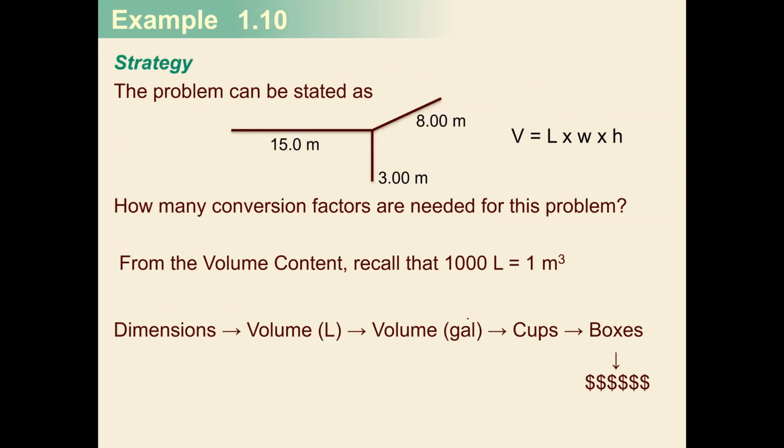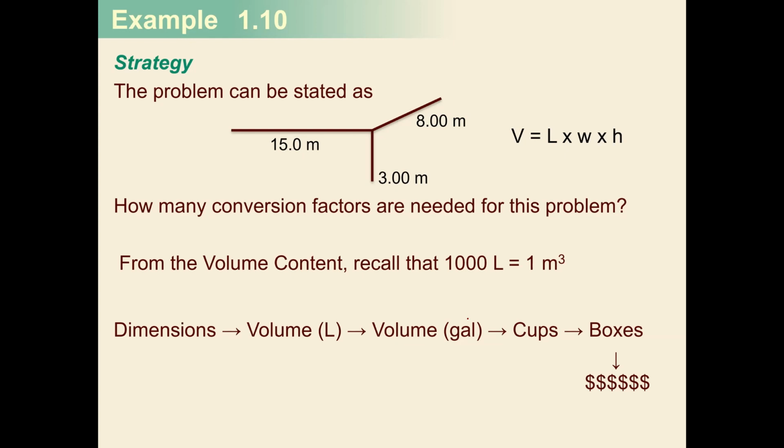So let's look at the problem this way. If I have a swimming pool, I can get the volume by doing length times width times height. As you can see here, I have a rough sketch of my swimming pool. But then what I need to do is also look at all the other conversion factors that I had back on the last slide. From the volume content, we knew that 1,000 liters is actually 1 cubic meter. That's going to be incredibly helpful for us here in a little bit.